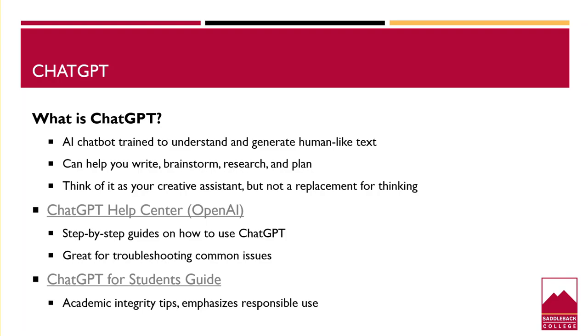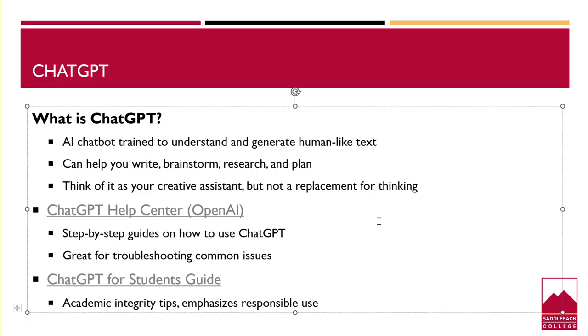ChatGPT is an AI chatbot trained to understand and generate human-like text. It can help you write, brainstorm, research, and plan. Think of it as your creative assistant, but not a replacement for thinking. We still need critical thinking. The ChatGPT Help Center from OpenAI is there if you want to click on this to learn more. It's a step-by-step guide on how to use ChatGPT, great for troubleshooting common issues. There's also the ChatGPT for Students Guide, with academic integrity tips and an emphasis on responsible use. I highly encourage you all to click on this link and read more about that.